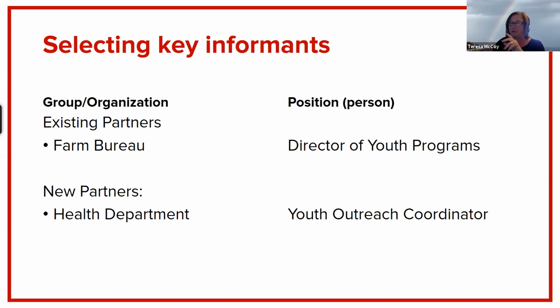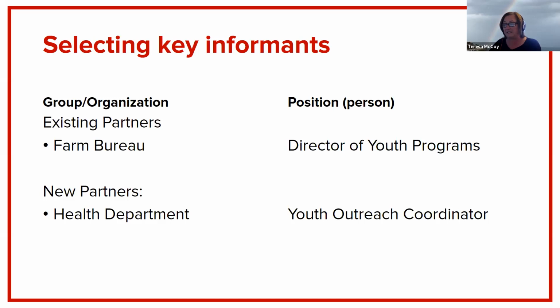So the health department was one of those new partners that she wanted to talk with. And then from there, we said, we want to talk to the person in the Farm Bureau that's director of youth programs. So we didn't start out by saying, oh, I want to talk to Debbie Lewis. We said, okay, who are the organizations, what positions, what do we need to talk to? Same thing with the health department. Oh, in the health department, we want to talk with the youth outreach coordinator. Well, who's the youth outreach coordinator? And then we identify that person. So we go through a process of determining who key informants are.